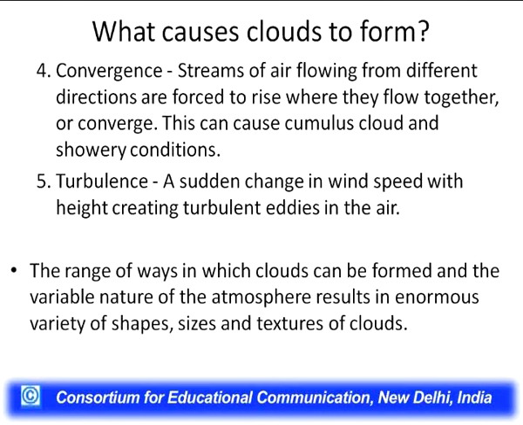The fifth one is turbulence. A sudden change in wind speed with height creates turbulence eddies in the air. If there is a very sudden change in the wind speed and height, what will happen? The air will suddenly cool, and if this cooling is to or below the dew point temperature, the possibility of condensation is there.